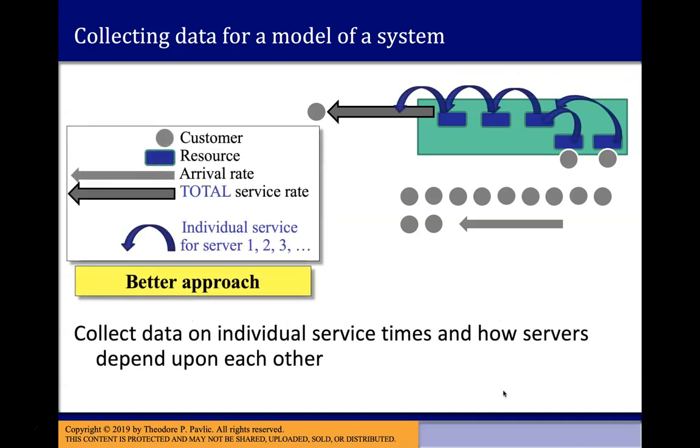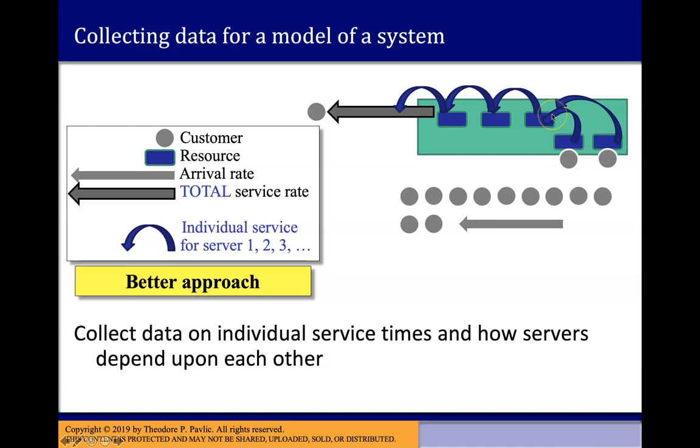So the better approach is to actually go into the restaurant, to go into the system and see the steps that a customer has to go through. So collect data on individual service times and how servers depend upon each other. A customer might go in, they might wait in a long line. Eventually they get to go and maybe they provide their order to one cashier or another. They might pay for that order. It takes a certain amount of time for all of that.